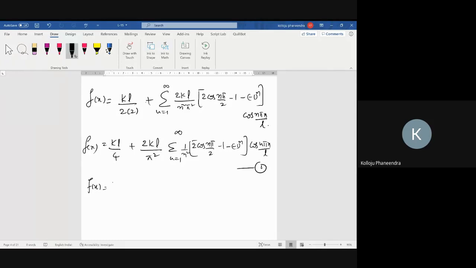Okay. Now let me expand first by substituting n values in 2k L by pi square. When n equal to 1, what is this numerator part? Cos pi by 2 is 0, and when n equal to 1, this is minus 1. So this becomes minus 1, and this is minus. Is it correct? Right? So when n equal to 1, I think this is 0. See, this is cos pi by 2, 0, and this is negative, negative, positive. So minus 1 plus 1, 0. So for n equal to 1, it is 0. Coming to n equal to 2.